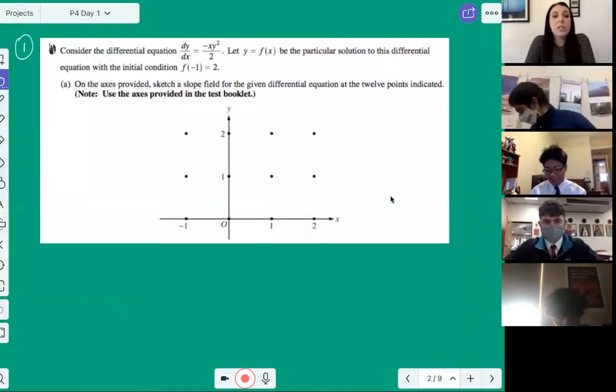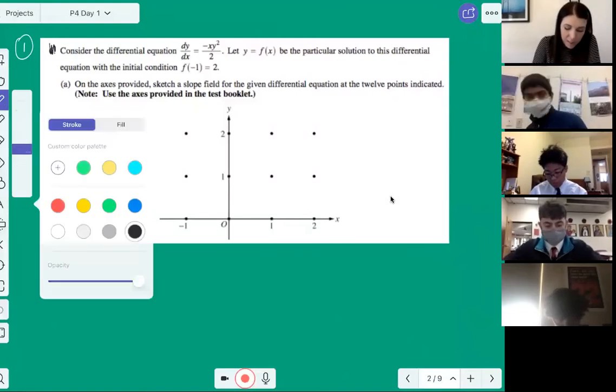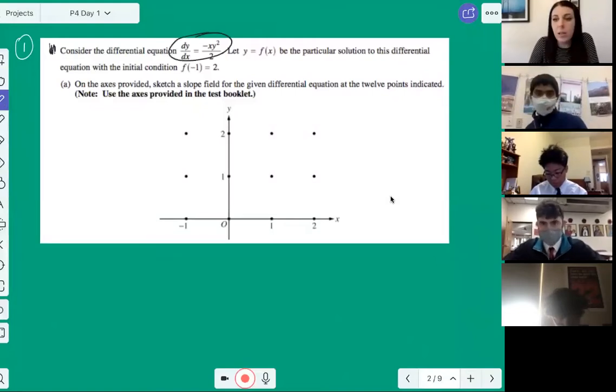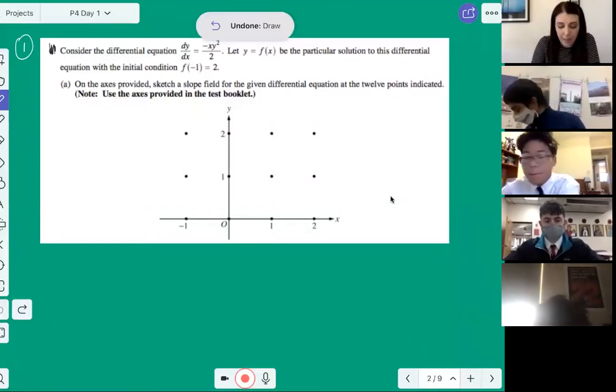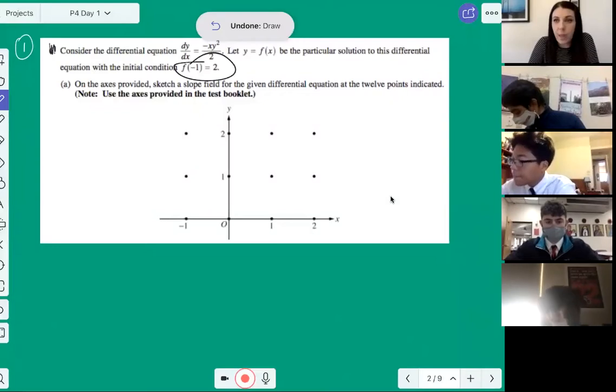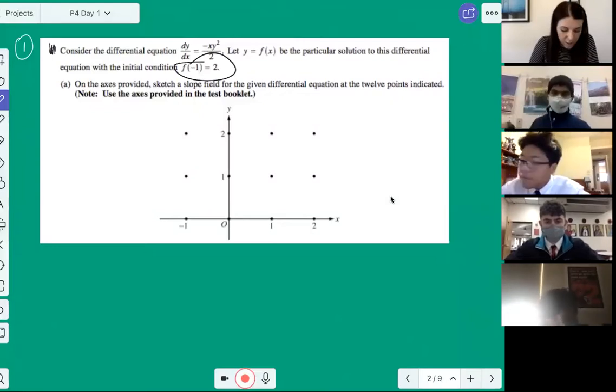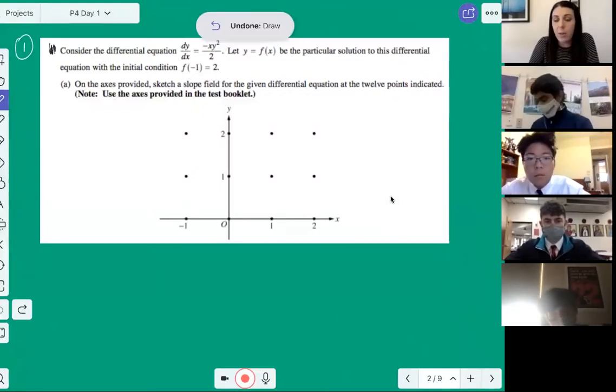It says, consider the differential equation dy over dx equals negative xy squared over 2. Let f of x be the particular solution to this differential equation with the initial condition f of negative 1 is equal to 2. I want you to write down two things. This equation, dy over dx equals negative x y squared over 2, and your initial condition. F of negative 1 is equal to 2. This is important. Everybody should be writing down both of those things.